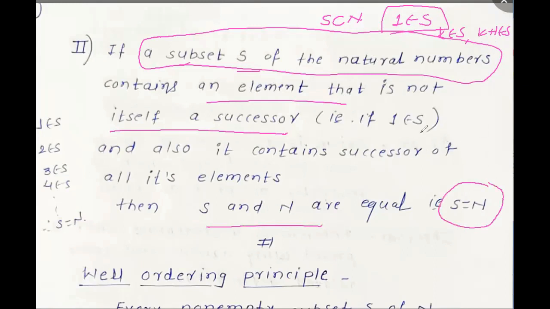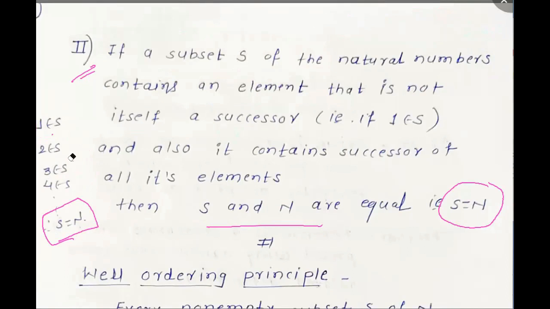Both will be equal. This is the second axiom, because we have written that S contains 1 and it contains the successor of every one of its elements. So 1 belongs to S, its successor 2 also belongs to S. Now 2 belongs to S, so its successor 3 belongs to S. 3 belongs to S, so its successor 4 belongs to S, and in this way we get S equal to N. So this is the second Peano's axiom on the set N, the set of natural numbers.